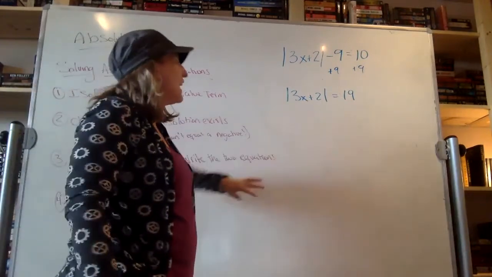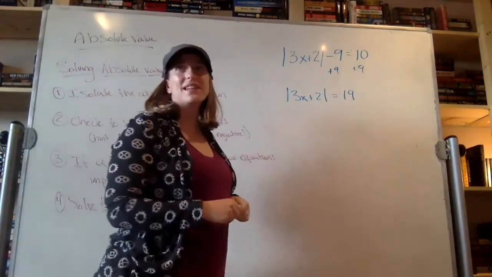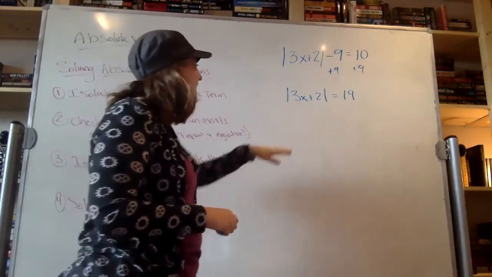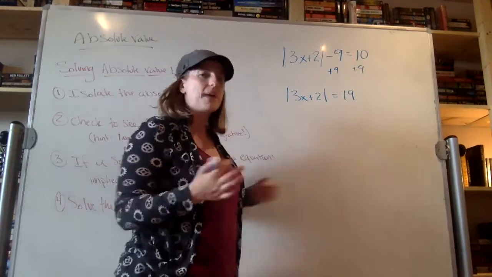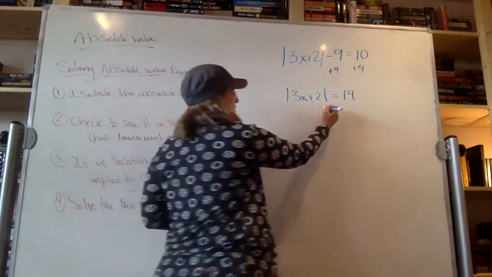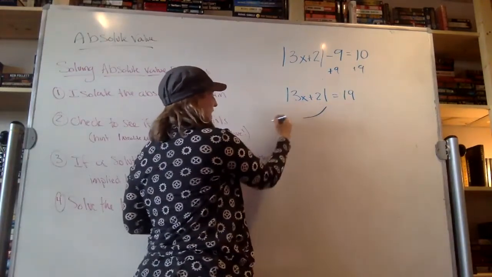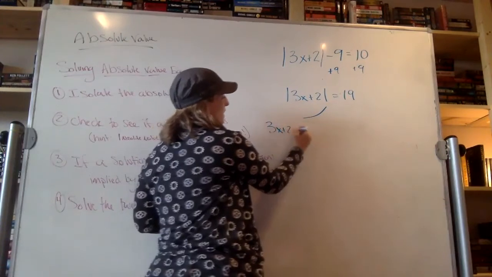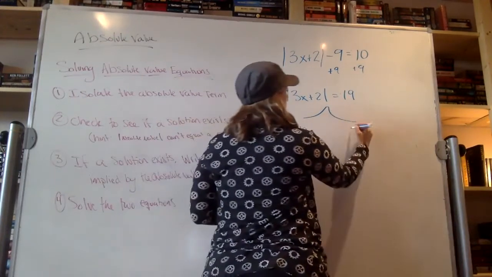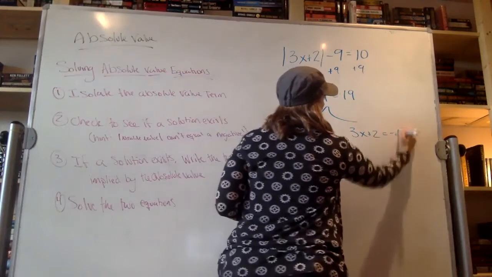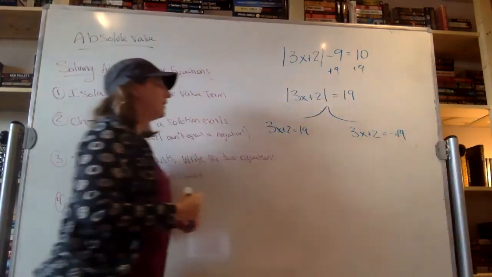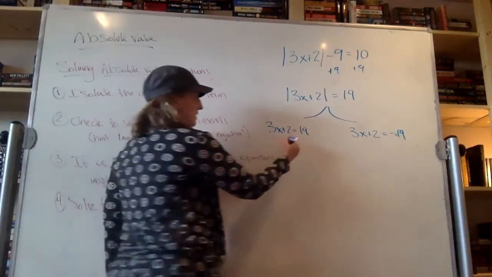All right, now we've got the absolute value isolated, so we want to see if that makes sense. I have the absolute value, which always gives a positive, is equal to something positive. That makes sense. So I'm going to write two equations. Either what's inside the absolute value, 3x plus 2, is equal to 19, or what's inside the absolute value, 3x plus 2, is equal to -19. Okay? Now we're going to solve each one of these.